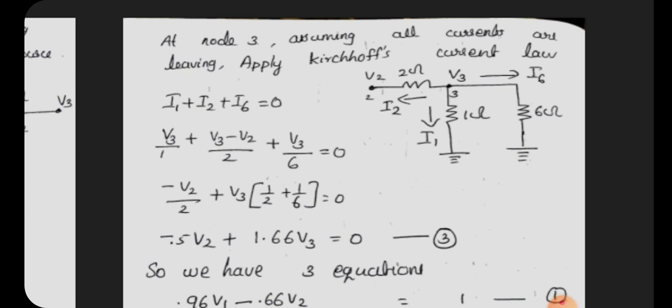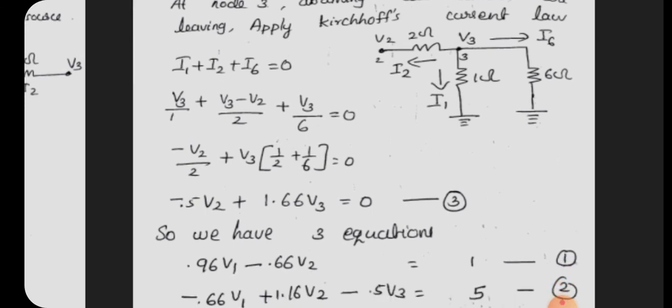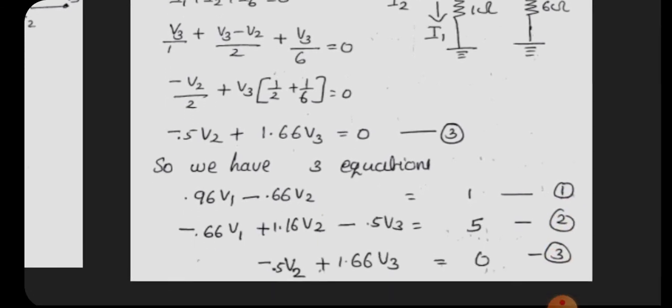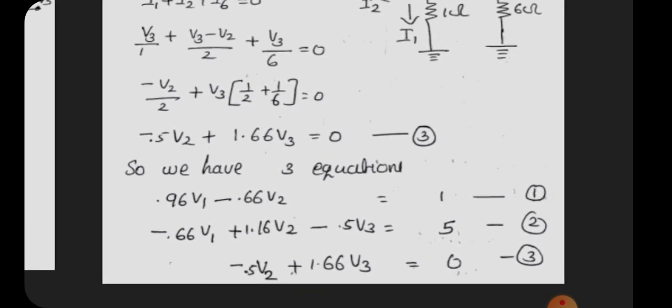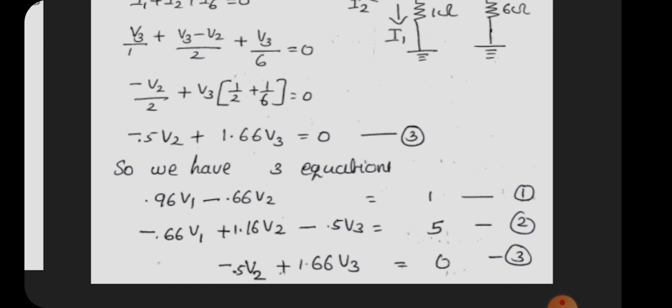The sum of all the currents will be equal to 0, and we will get the equation minus 0.5 V2 plus 1.66 V3 equal to 0. So we have 3 equations, and we can write the 3 equations like this. And we know that in the mesh analysis section, once we got 3 equations, we can easily solve for the unknown quantities by using Cramer's rule.